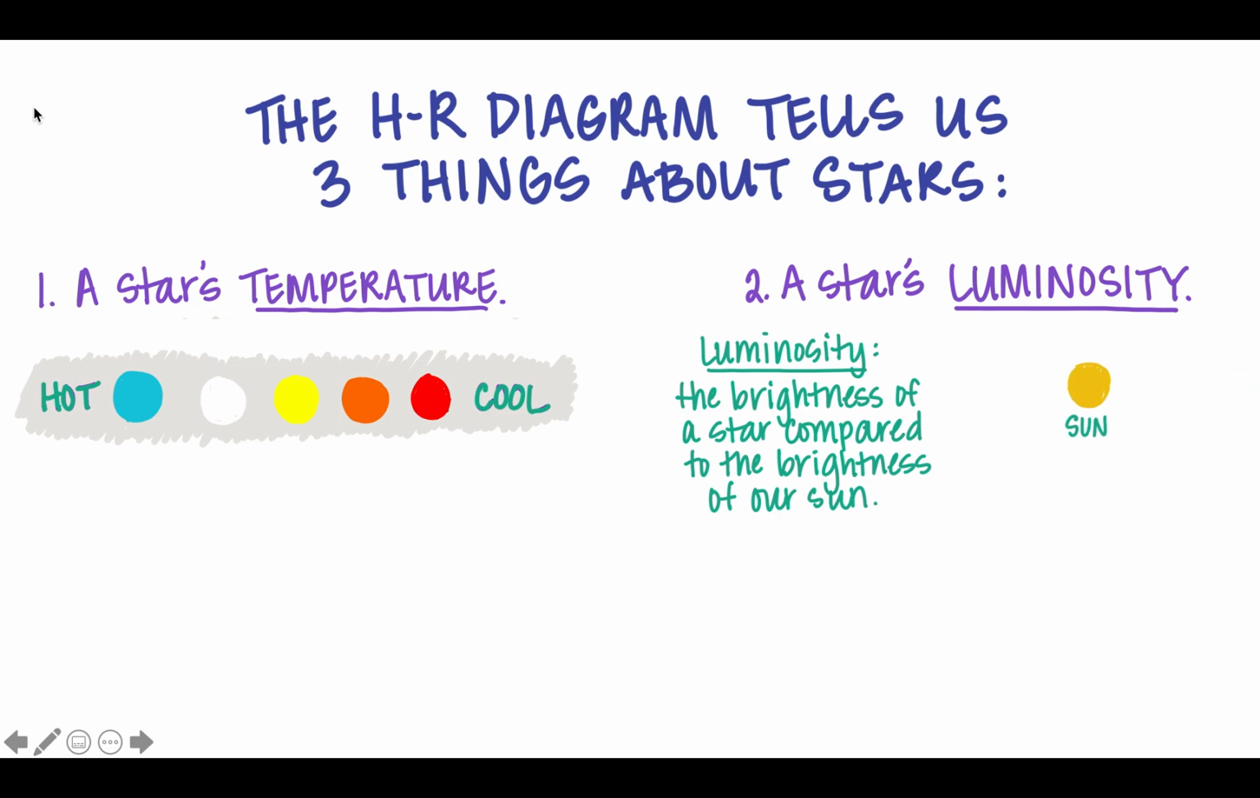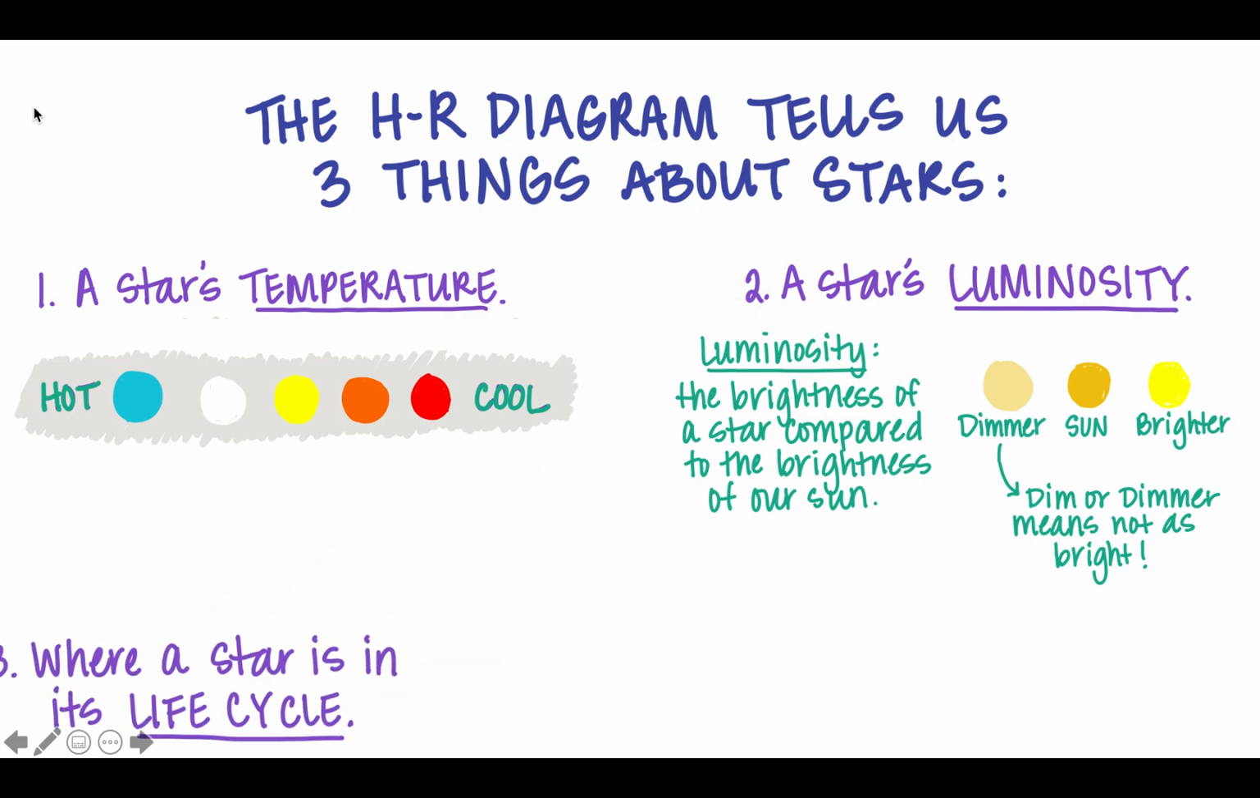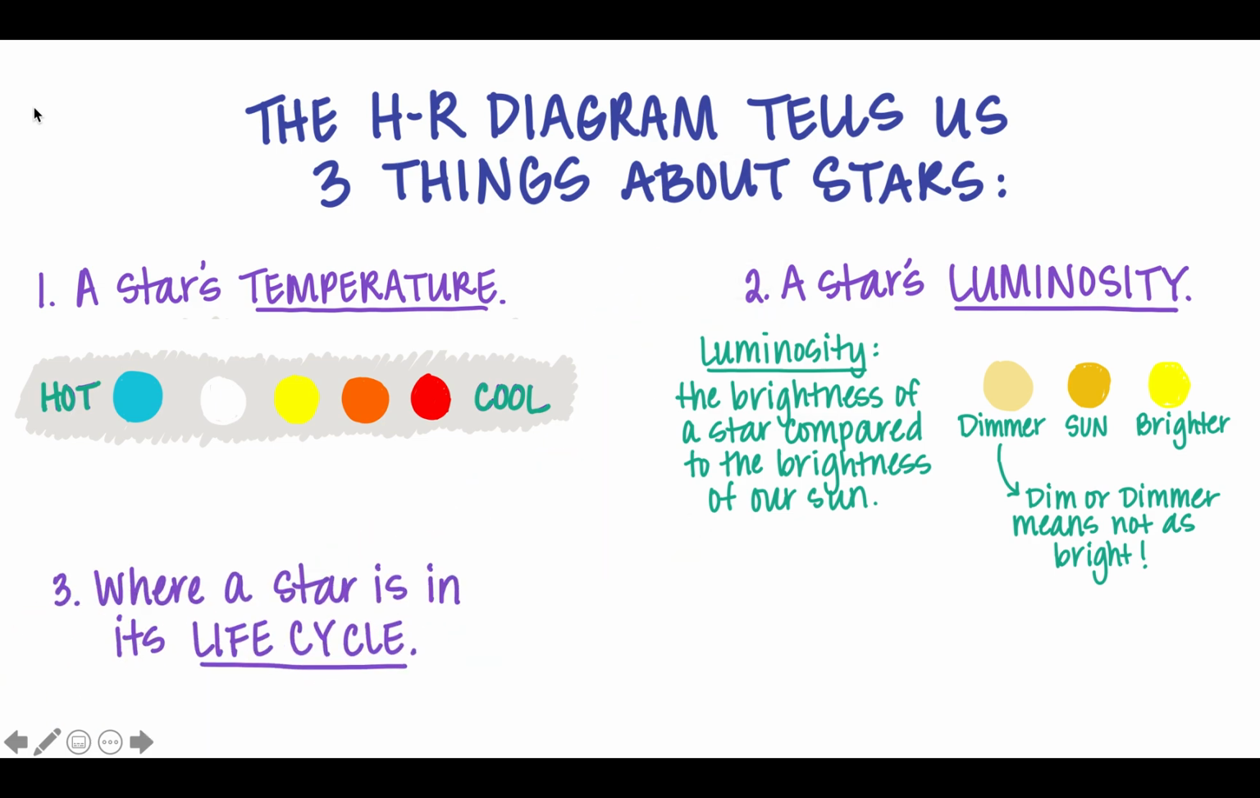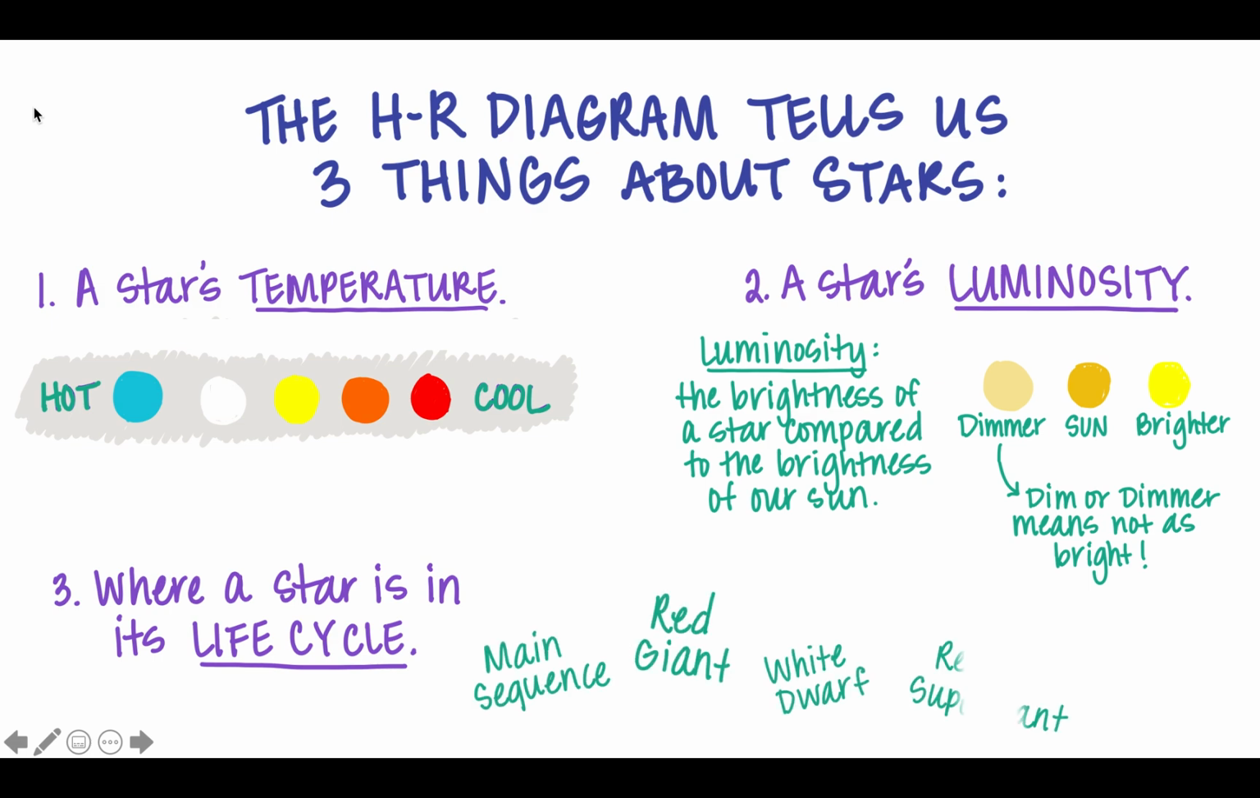So here's our sun. It has average brightness. There's stars that are brighter than the sun, and there are stars that are dimmer than the sun. Dimmer just means not as bright. Lastly, number 3, it tells us where a star is in its life cycle. Main sequence, red giant, white dwarf, even red supergiant.